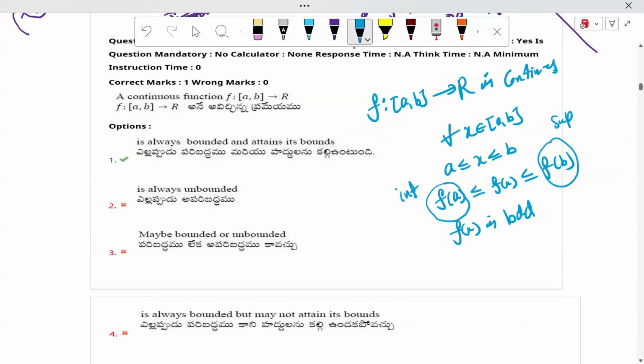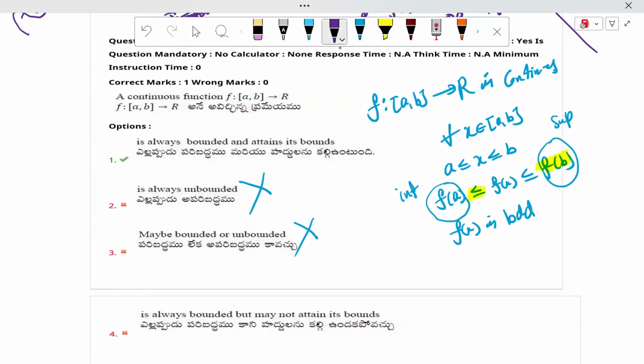Yes, f of x is unbounded - it is option 2, the wrong one. May be bounded or unbounded - maybe is not. Always bounded but not attains its bound అన్నాడు. అటైన్స్ అంటే బౌండ్స్ కలిగి ఉందా లేదా? ఇక చూడండి, బౌండ్స్ అనేది కలిగి ఉందా లేదా f of x అనేది?